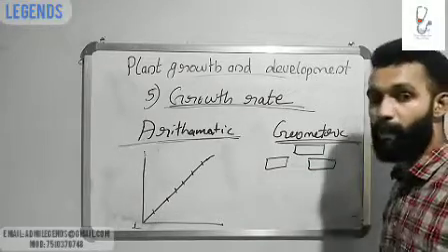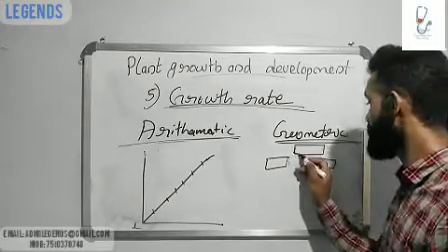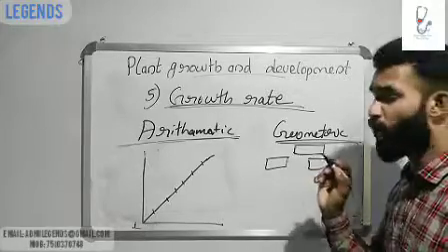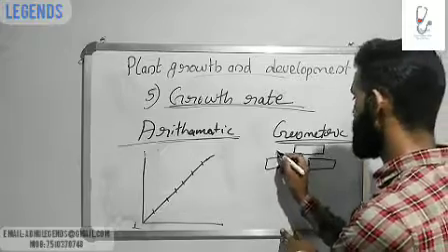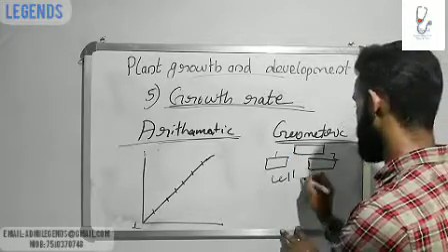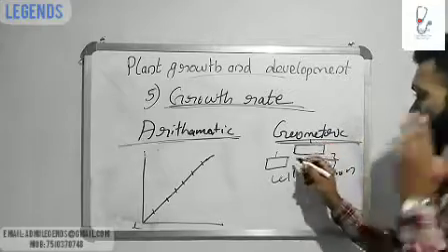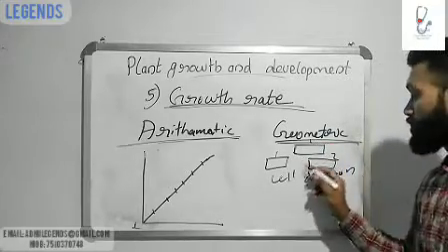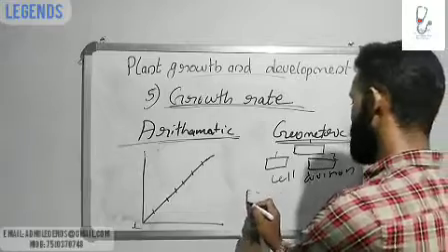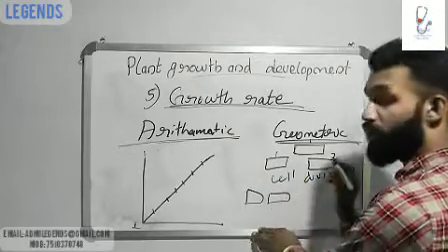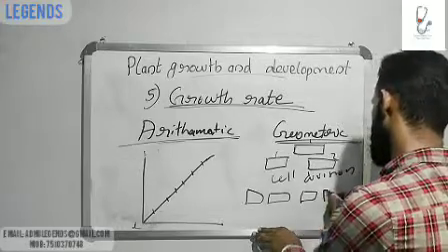But in the case of geometric growth, from one parental cell, two daughter cells are forming, and both daughter cells have the capacity for cell division. So one cell is dividing into two, and again the first daughter cell is dividing into two, and also the second daughter cell is dividing into two.